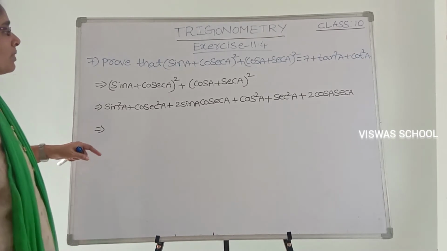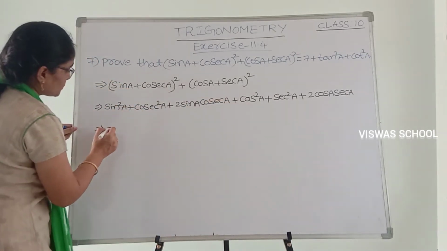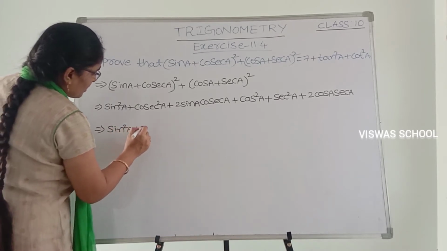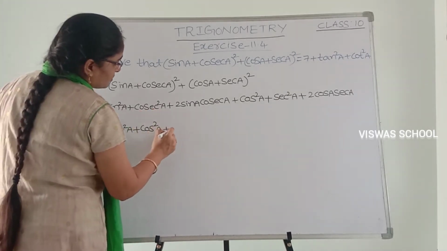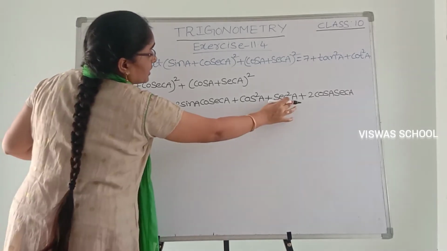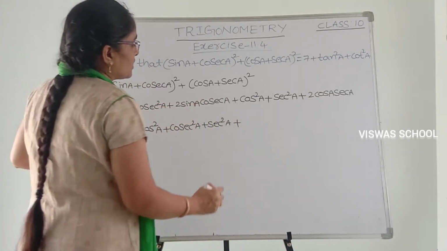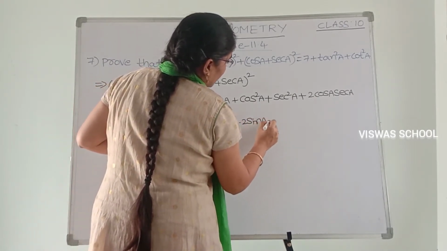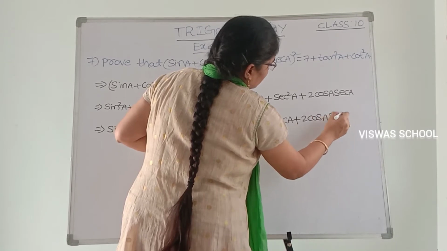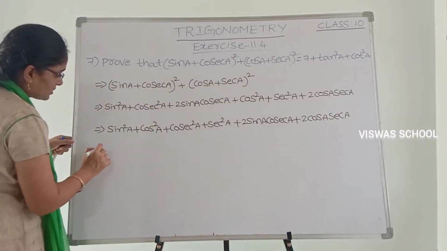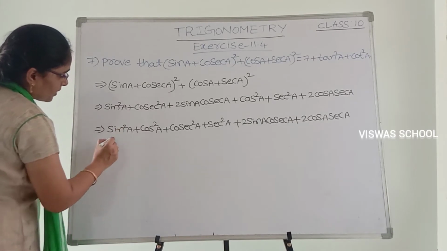Now write this as, once you see this is sin square A and this is cos square A, write these two on one side, that is sin square A plus cos square A. And here it is cosecant square A, and here secant square A, plus 2 sin A cosec A, plus 2 cos A secant A. Here, sin square A plus cos square A is the trigonometric identity. This value becomes 1.